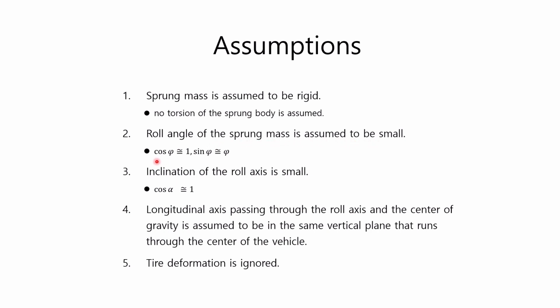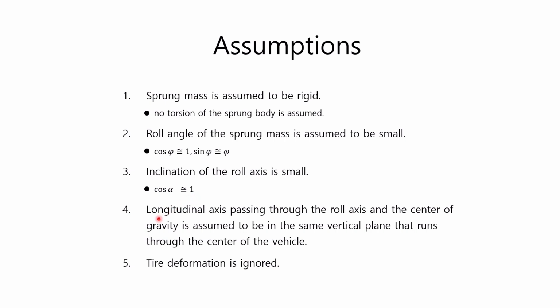Therefore, the cosine of the roll angle phi is 1, and the sine of the roll angle phi can be used as the roll angle phi in radians. Third, the roll axis tilt angle alpha is assumed to be small. Therefore, the cosine of the roll axis tilt angle alpha becomes 1.